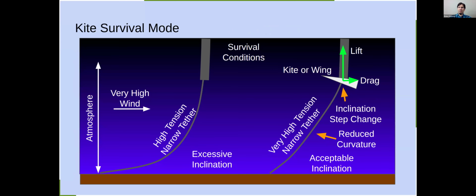The little concept I have here is a kite survival mode. Let's imagine that there's very high wind conditions to the point where even my narrow tether is seeing excessive inclination. Well, I could let up a kite. This kite will have some drag, which will cause an inclination step change, but it will also have some lift, which will increase the tension in the lower part of the ribbon and allow the inclination to maybe remain acceptable.